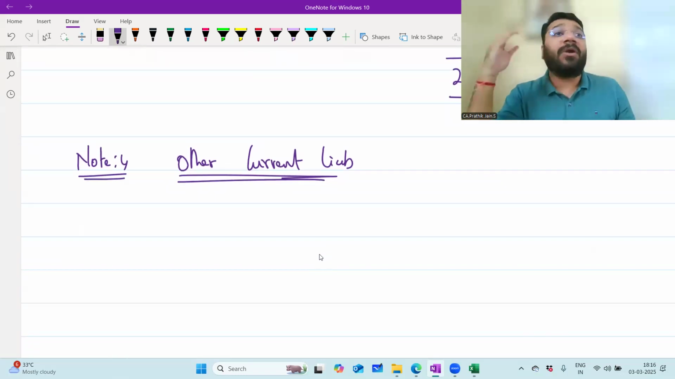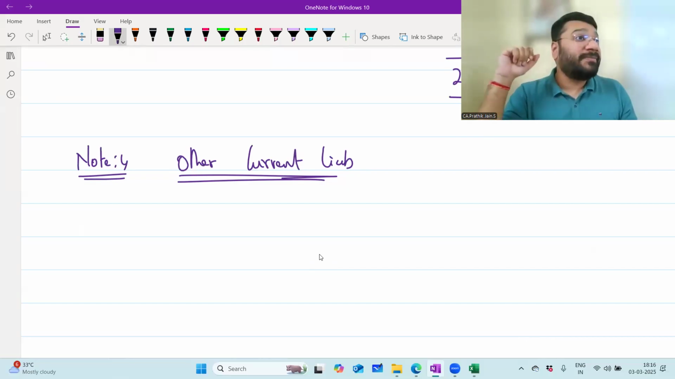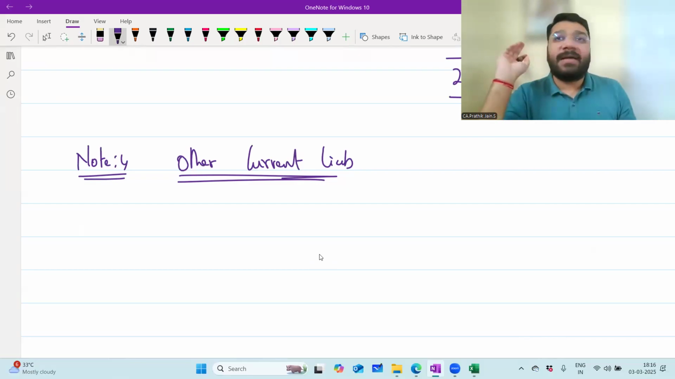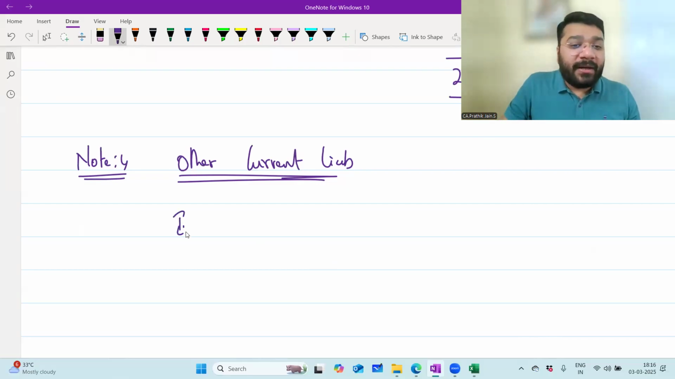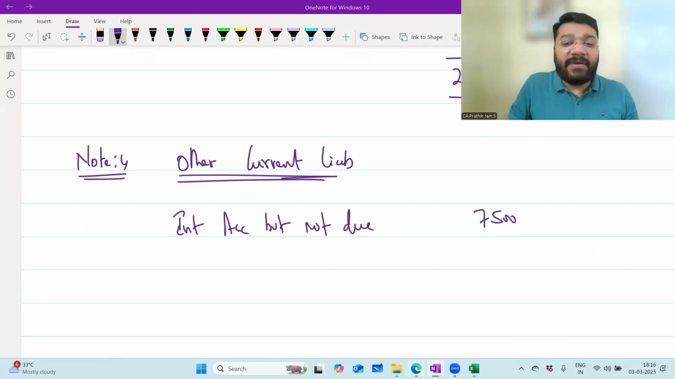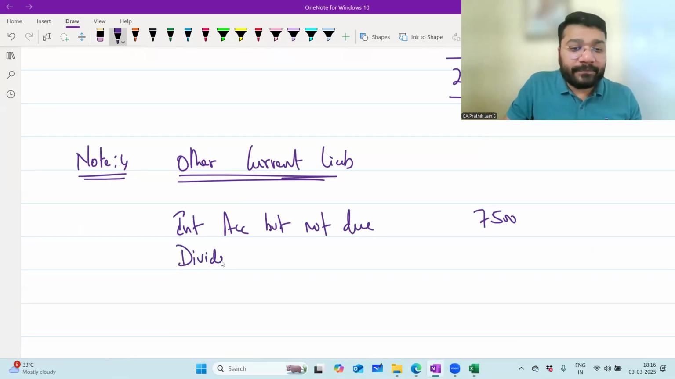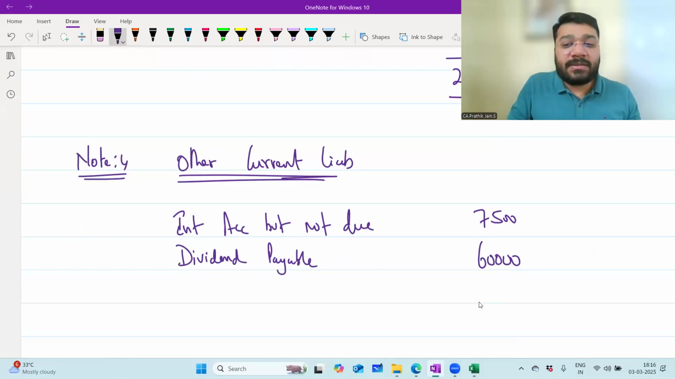Now, under other current liability there are so many things. Interest accrued but not due for payment. Interest accrued and due for payment. Then dividend payable. Then unpaid matured debentures, unpaid matured deposits. Share application money which you have to refund. So all this will come under other current liability. So now the first item is what? Interest accrued but not due. How much? 7,500. Then is dividend payable. Am I right? 60,000 rupees dividend payable. Anything else? That's all. 67,500.